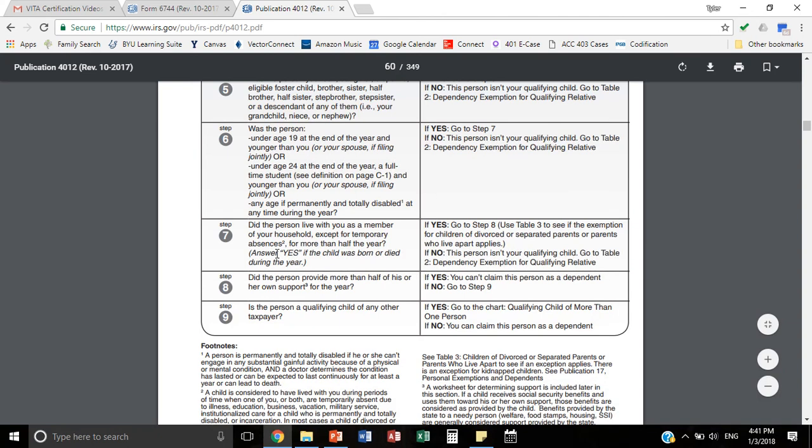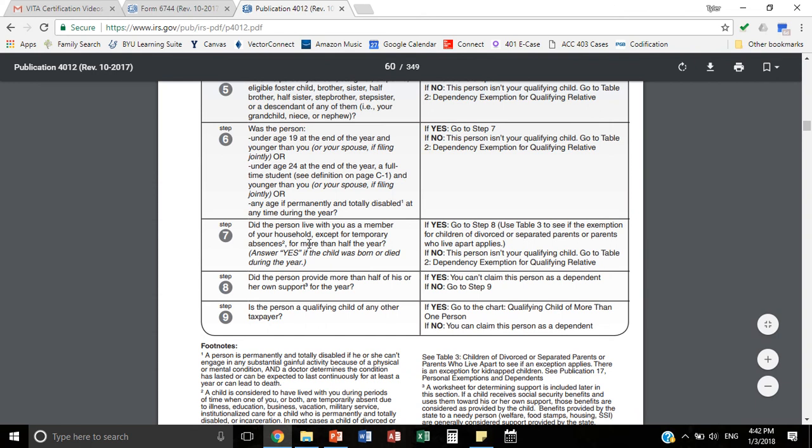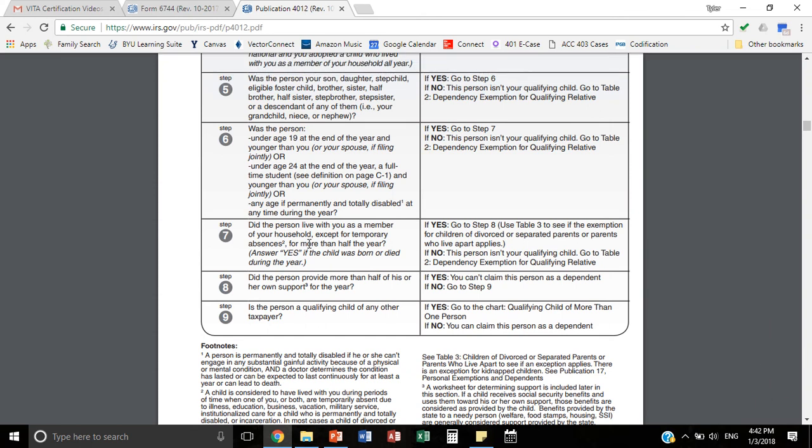So then it goes down to step number 7. Did the person live with you as a member of your household, except for temporary absences, for more than half the year? So this one is interesting because Chris lived on campus. So he was likely not home for more than half of the year, unless they had really short semesters. So he was likely not living at home for more than half the year.